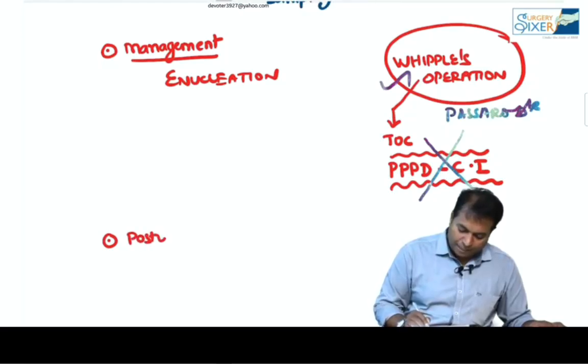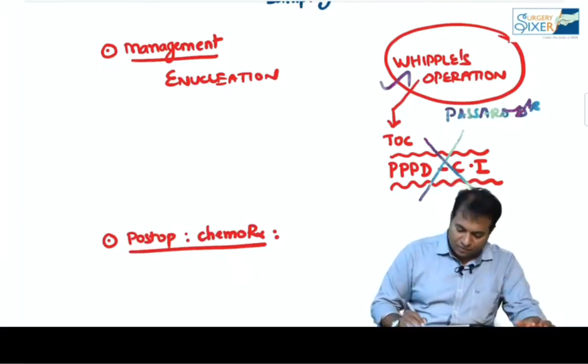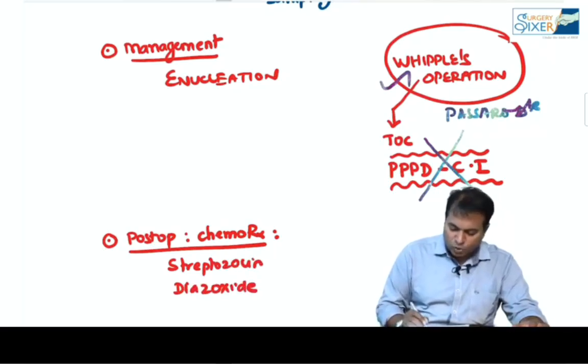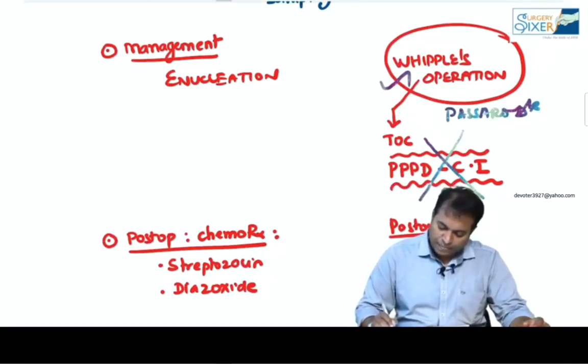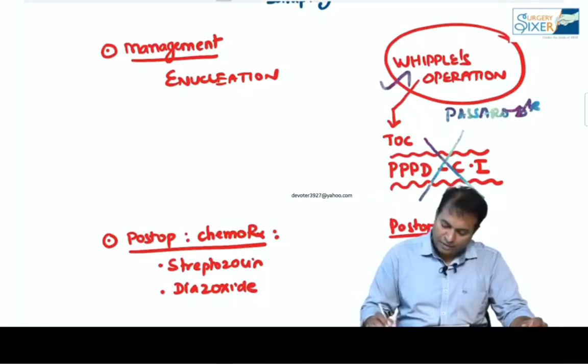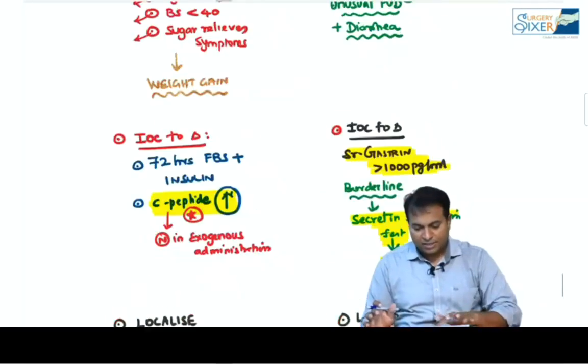And post-operative chemotherapy. For inoperable and metastatic cases, we have drugs like streptozotocin and diazoxide. Please don't forget, we have drugs like streptozotocin and diazoxide for insulinoma. And for post-operatively inoperable cases, we give octreotide and triple dose PPI in carcinoma. So it is a high yield topic, please don't forget these points. Every point is an MCQ point.